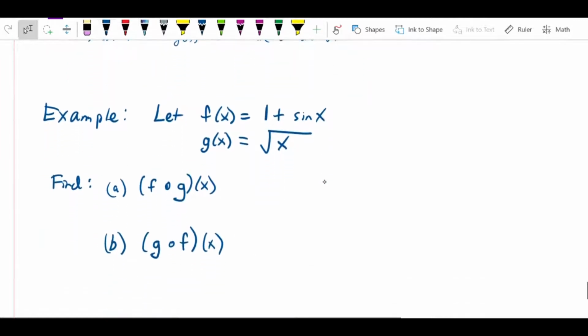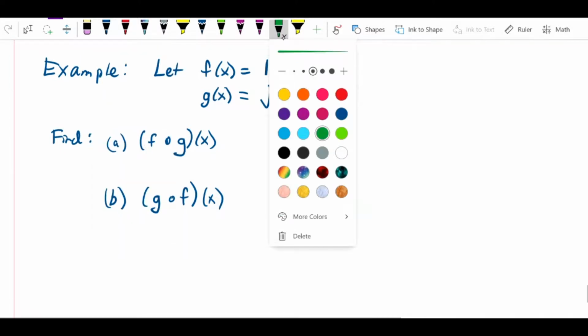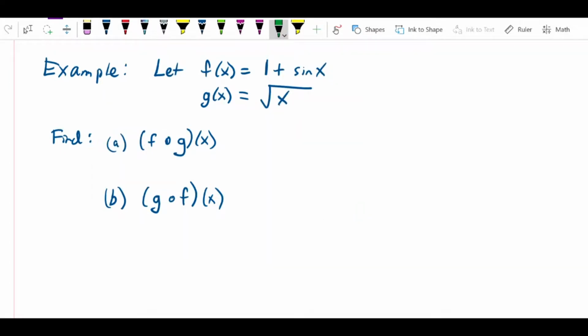Let's do just a quick example. If we let f of x equal 1 plus sine x and g of x equal the square root of x, we can find f composed with g and g composed with f. And I just want to demonstrate to you that these are not the same thing. In this case, this is going to be f of g of x, which means first we're going to replace g of x with the square root of x. So this is going to be f of the square root of x, and now we go up to function f, and every place we see an x in that function, we replace it with the square root of x. So that's going to be 1 plus sine of the square root of x.